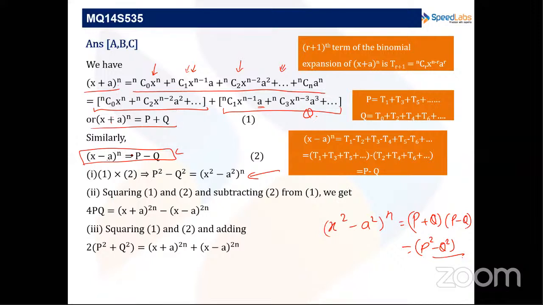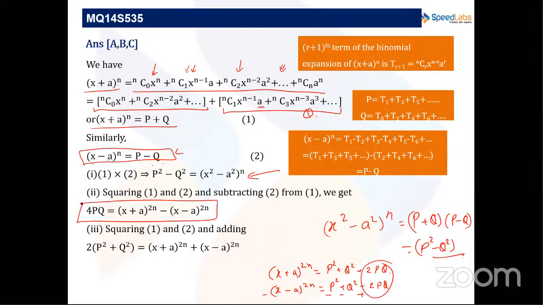Now, if we will be squaring the first term and squaring the second term, then (x plus a) to the power 2n will be equals to p square plus q square plus 2pq. And on squaring the second term, (x minus a) to the power 2n equals to p square plus q square minus 2pq. On subtracting, we will be getting 4pq here, so that will give us the other option. Similarly, on squaring the first and squaring the second and adding these two, we will be getting the third option.